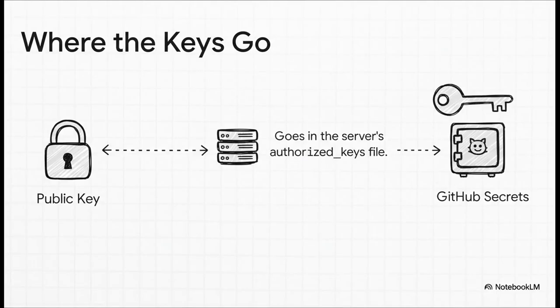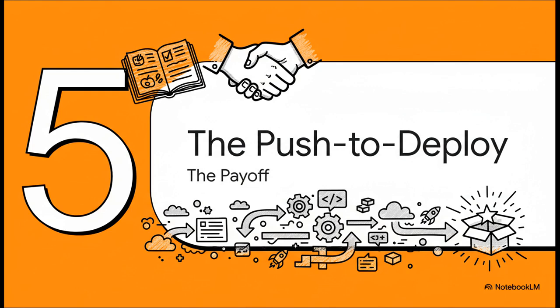So the setup is actually pretty simple. You take your public key, the lock, and you add it to a special file on your server. Then you take your private key, the actual key, and you store it in a super secure vault inside your GitHub repository called secrets. That's it. Now your GitHub action can use that secret key to unlock your server. No password needed.